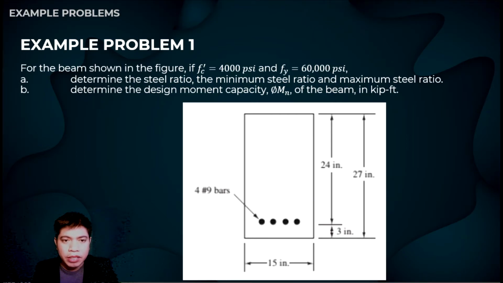So, ayun nga guys, no? Na-solve na natin yung una, na-determine na natin yung maximum at saka minimum na steel ratio. So, ngayon naman, ay determine naman natin yung pangalawang tanong, which is the design moment capacity, or that is the φMn of the beam in kip-feet. Okay? So, balik tayo guys sa whiteboard.